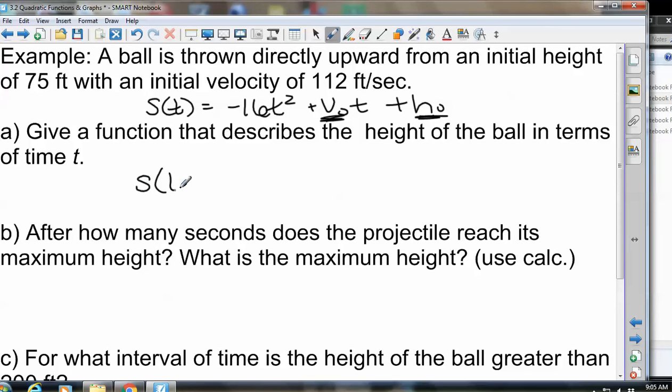In this, what you need to do is plug in values for h and v. V was our beginning velocity. What is the beginning velocity here? So it's negative 16t squared plus 112t plus h sub 0, which was our beginning height. What if I said you started on the ground? What would your beginning height be then? 0. All right.